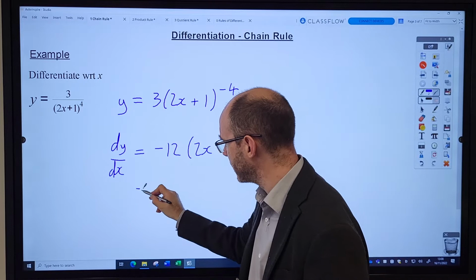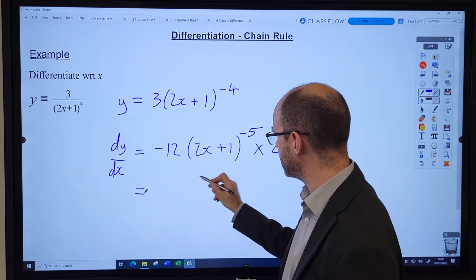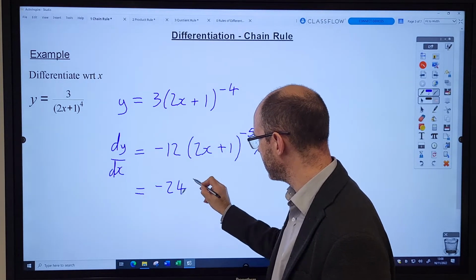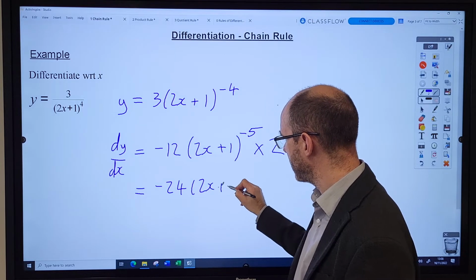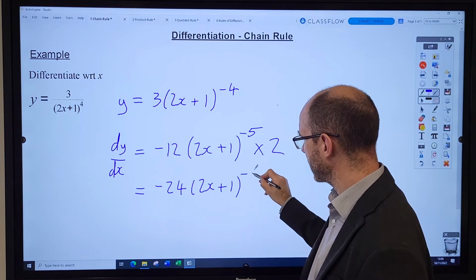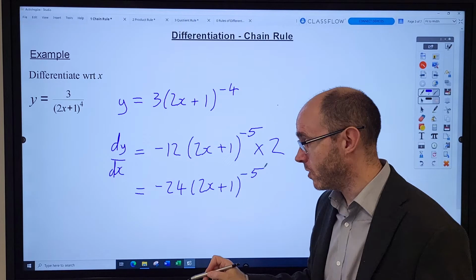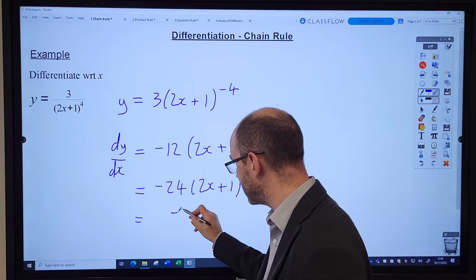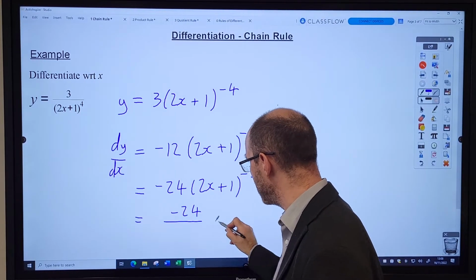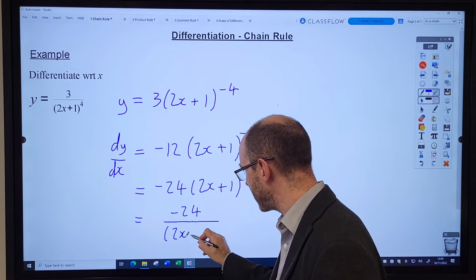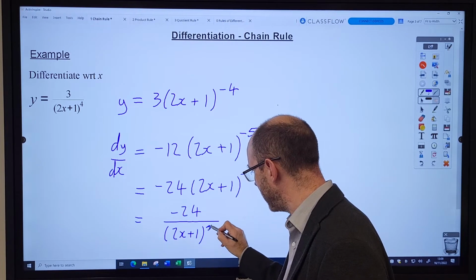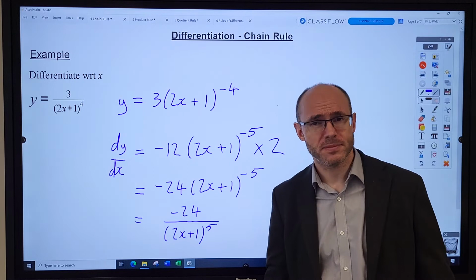We can simplify that. So that will be negative 24, and then 2x plus 1 to the power of negative 5. If you want, you can rewrite it, there's no need, but you can. It's just the same as this, negative 24 over 2x plus 1 to the power of 5. Okay, that's it, it's easy.